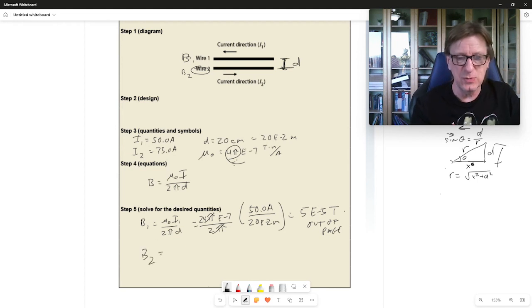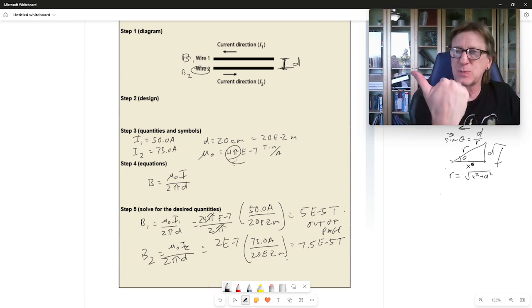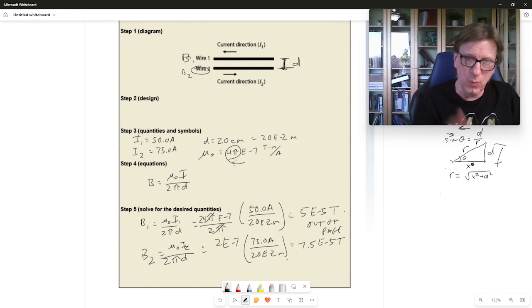All right, let's find B2. Again, same thing, but now I've just got current 2 over 2 pi d. So I can go over to here, and I'm just going to simplify this. This is 2e minus 7. But now I've got 75.0 amps, and again, 20e minus 2 meters. And when I worked that out, I got 7.5 times 10 to the minus 5th Tesla. Now, what is the direction? So here my current is this way. So at the position of wire 1, this is going to be also out of the page. Do you see how that works? It's also out of the page. So these are my two vectors.